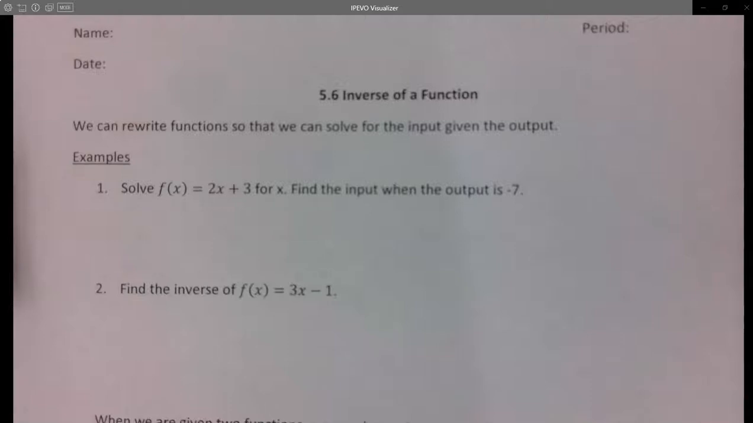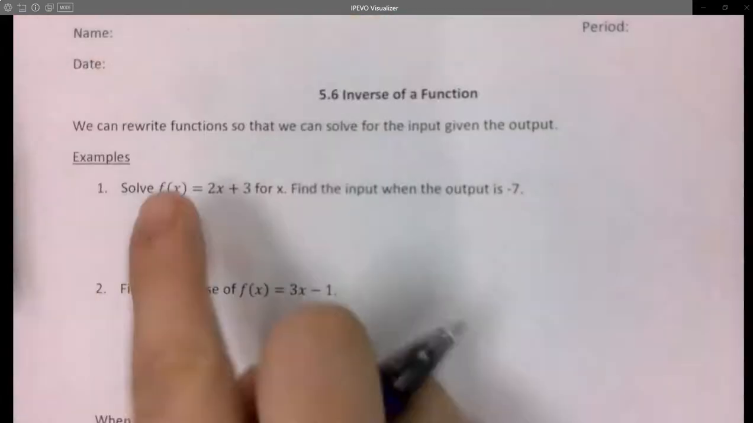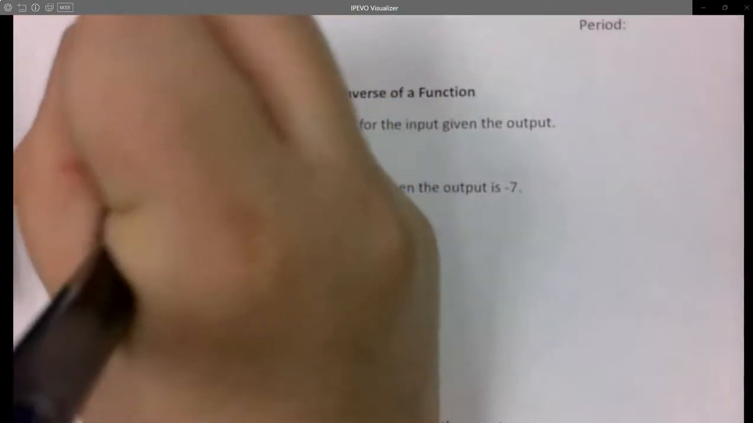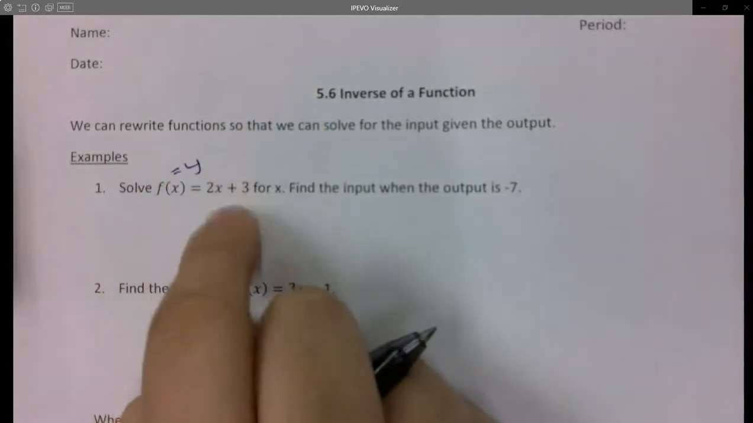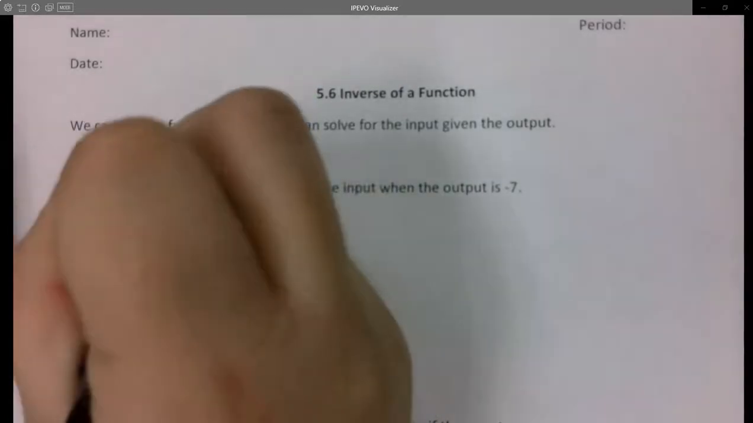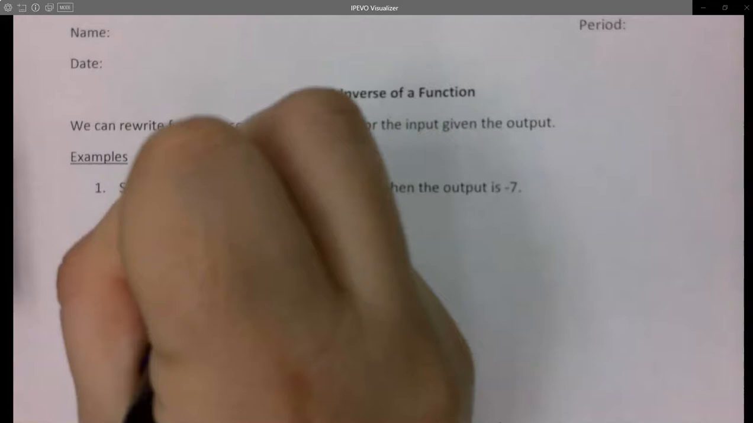Okay, so today we are doing inverse functions. The way you do an inverse function is you switch the x and y in the equation and then solve for y. Whenever it says f of x, this is the same thing as saying y equals. So I can switch this x and this y. I'm going to make it x equals, and then I'm going to change that x to a y.